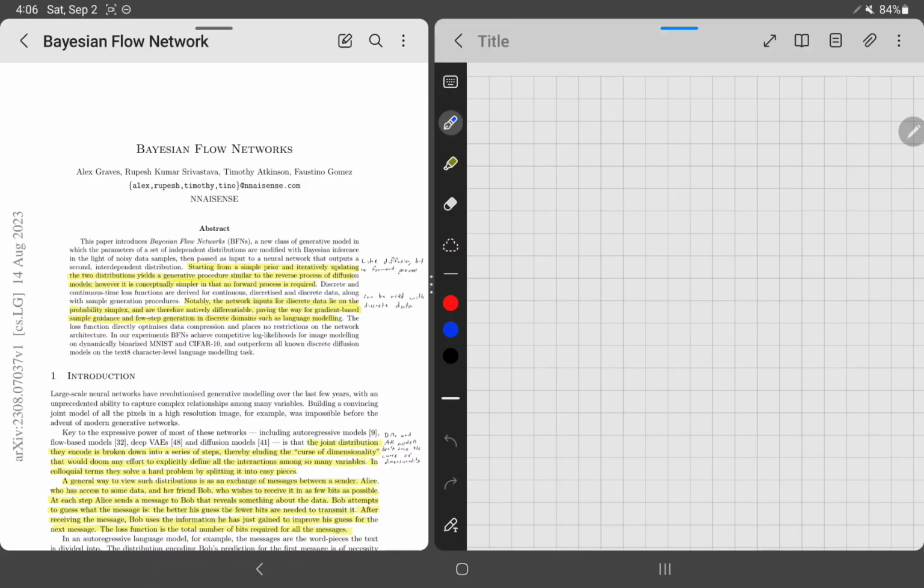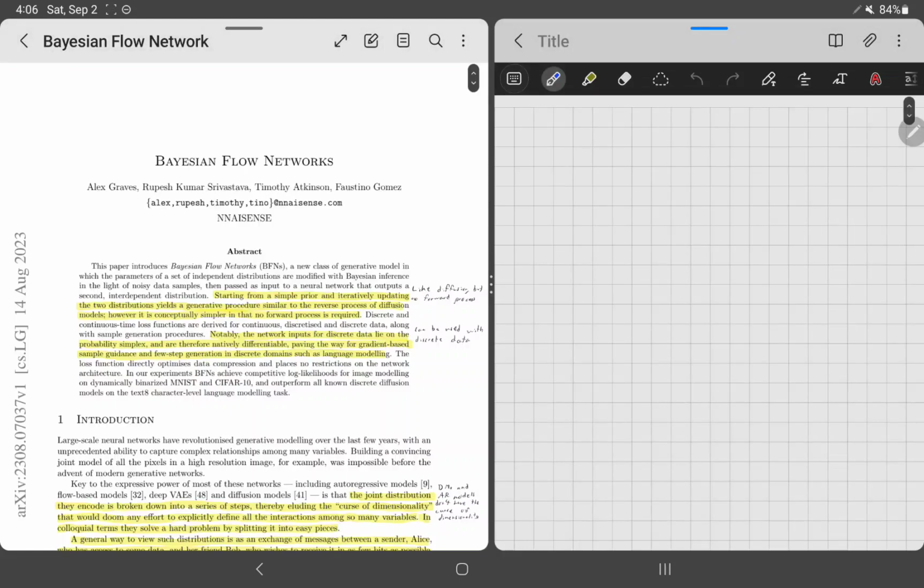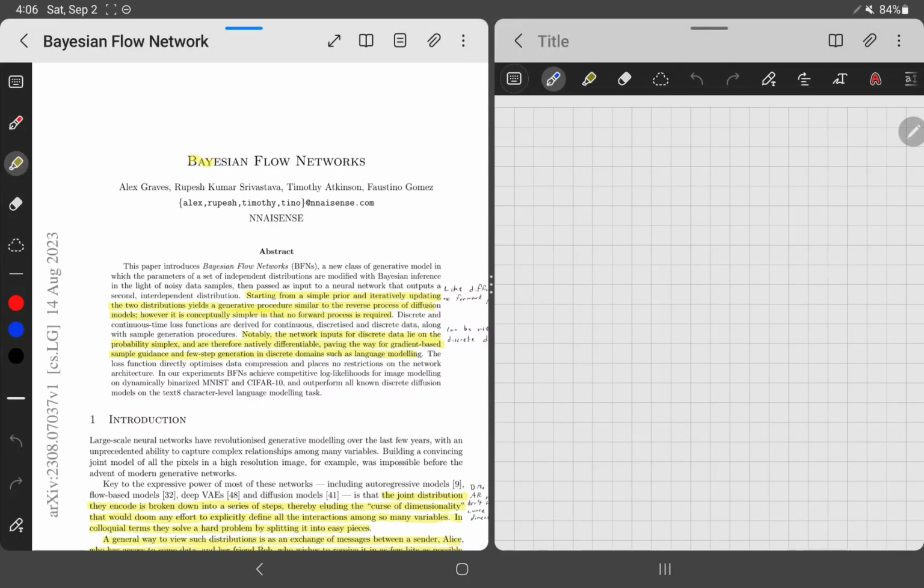So what is this paper? This paper is called Bayesian flow networks. So the idea with this paper is it introduces this new model that's similar to diffusion, but it's also quite different from diffusion, which we'll see. But I think one of my biggest problems with reading this paper is that I kind of thought about it as diffusion, and that made it difficult.